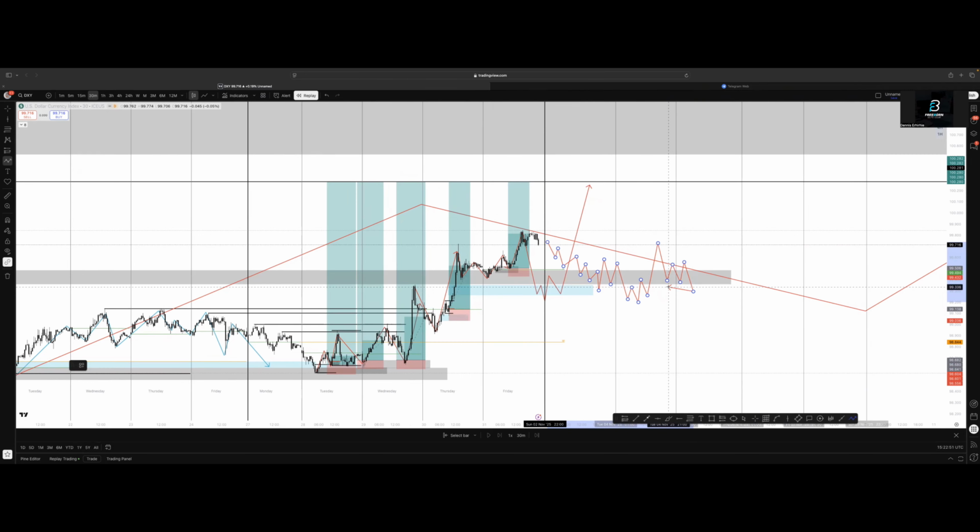Wednesday, maybe sweep a low from Tuesday, come into a key zone, break again. And then just something like this till we get to these zones, right? So every day is going to give you its own setup, but you have to be patient.